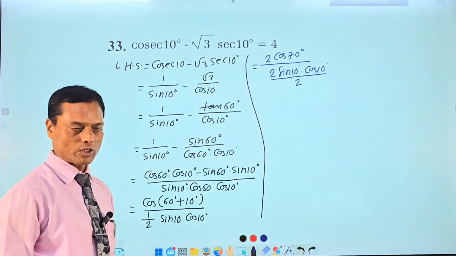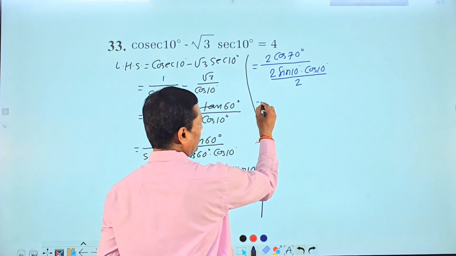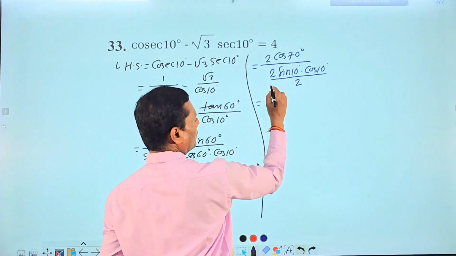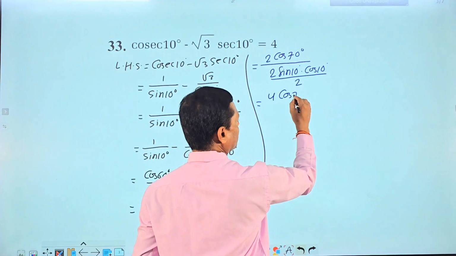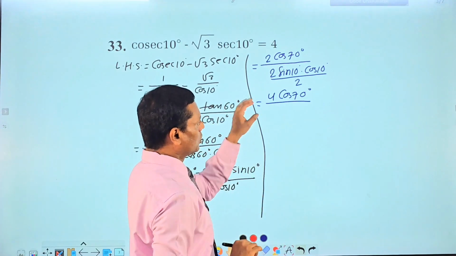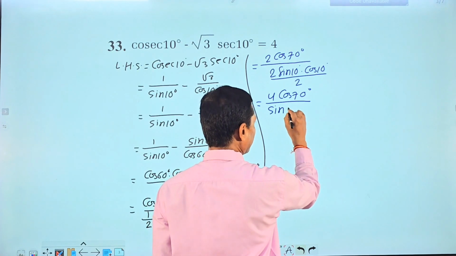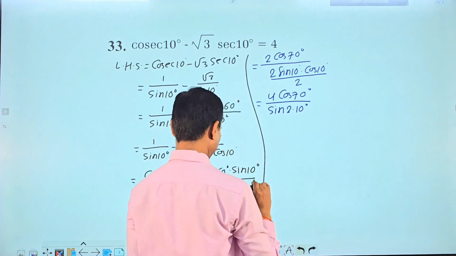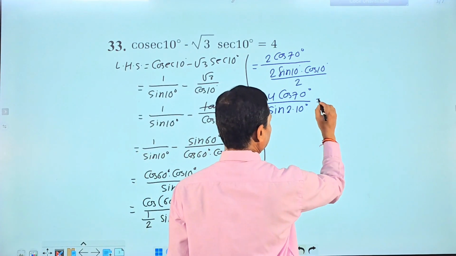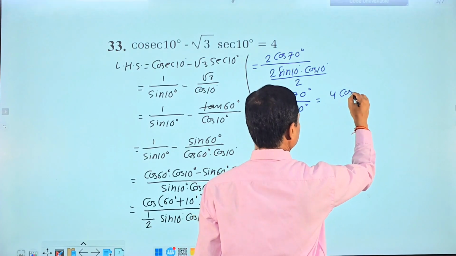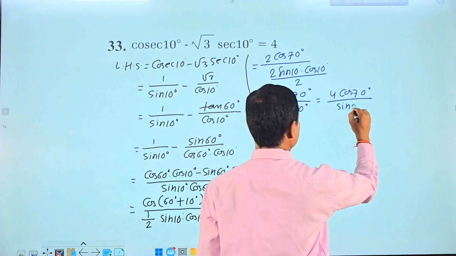These two balanced already. But this 2 is up here, right? Not to forget that. Okay, when this 2 goes up, 2 into 2 becomes 4 here. And here is cos 70 degree. And here 2 sine A dot cos A means sine 2A. Here becomes sine 2 into 10. Right? Correct? So this becomes 4 cos 70 degree over sine 20 degree.